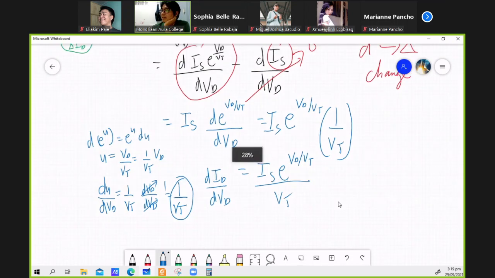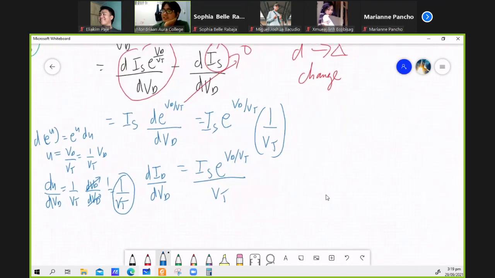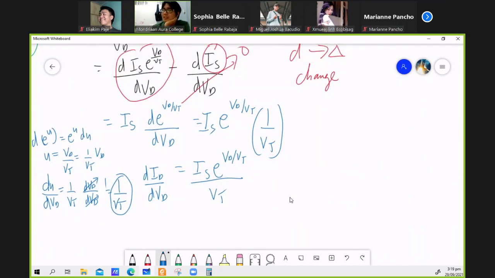Okay? Ang gusto natin makuha is yung, ano ba kinukuha natin dito? Bakit natin kinuha yung derivative ng kuryente na yan with respect to VD? Gusto natin makuha yung AC resistance. Paano AC resistance dyan? Mamaya makikita nyo. So tuloy lang natin.